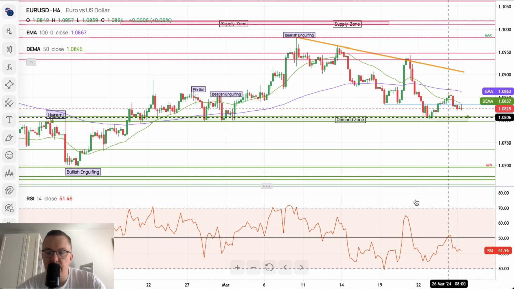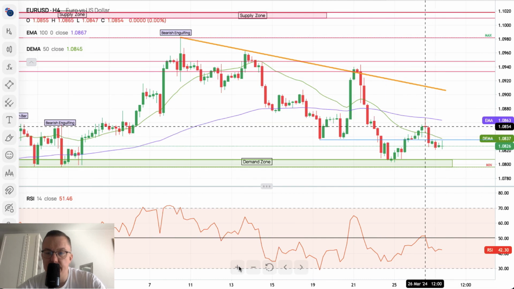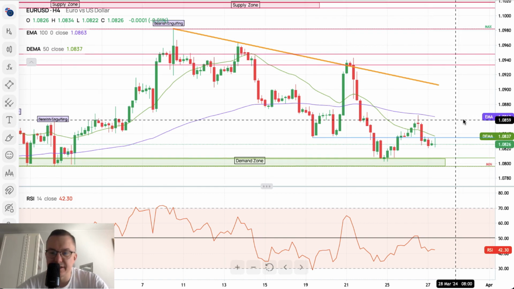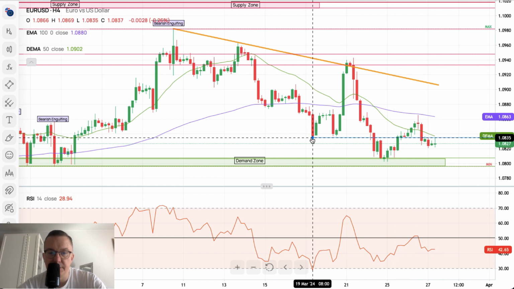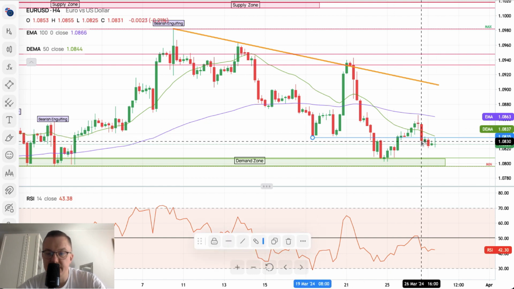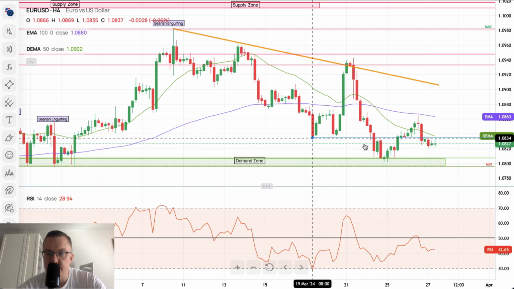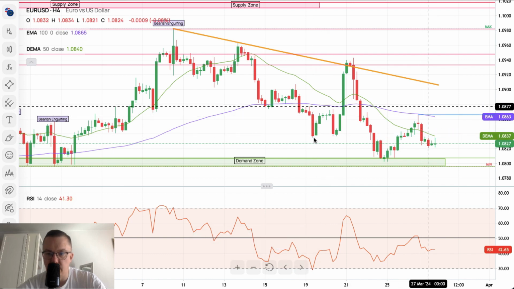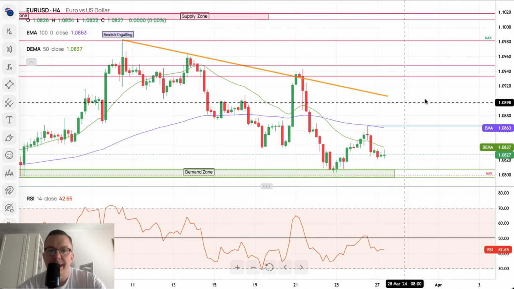Euro dollar 4-hour chart has ended the recent bounce from the demand zone with this pin bar here, and this pin bar looks like a kind of a dojish, kind of a shooting starish pin bar, not really a very clear pin bar. Nevertheless, we got the extension to the downside. We broke below this technical support, which was at 1.0834, so now we're trading, of course, lower, and the market is approaching the demand zone again.